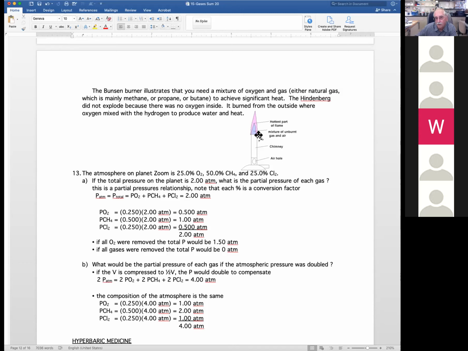Do I have to be worried about when I turn this off, the flame's going to shoot back down in here and blow the building up? No, because there's no oxygen there.